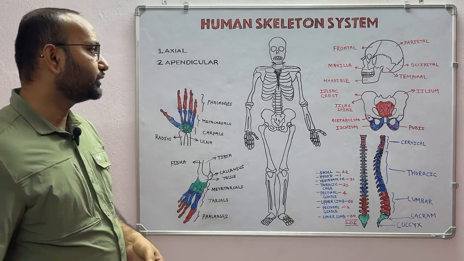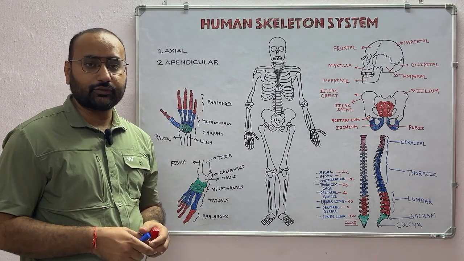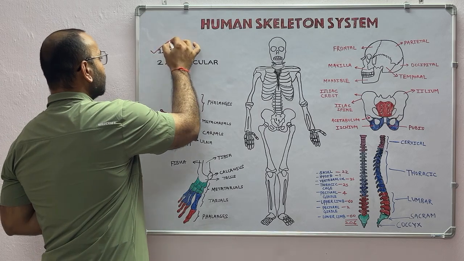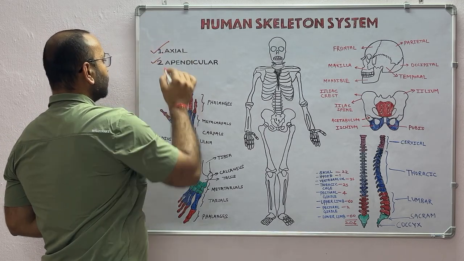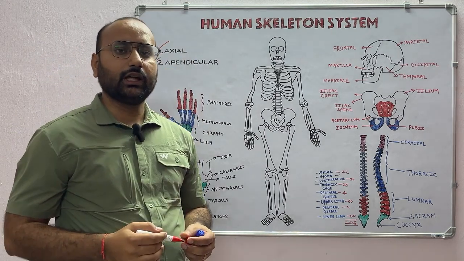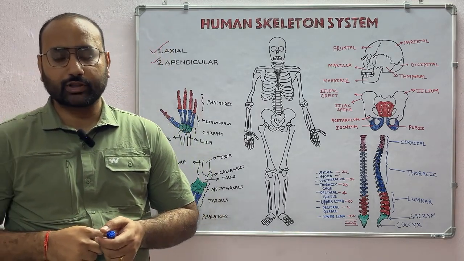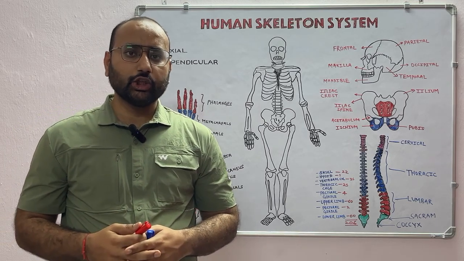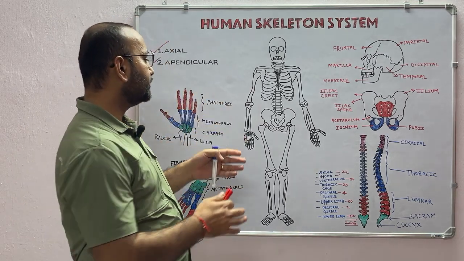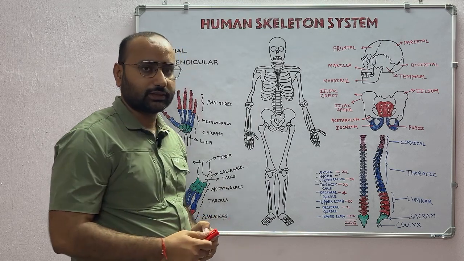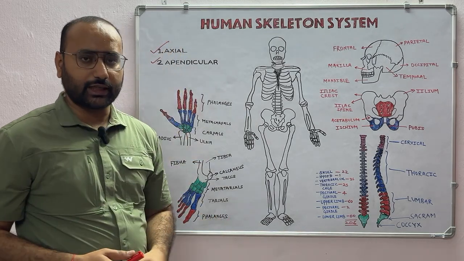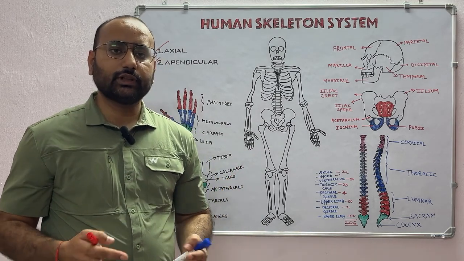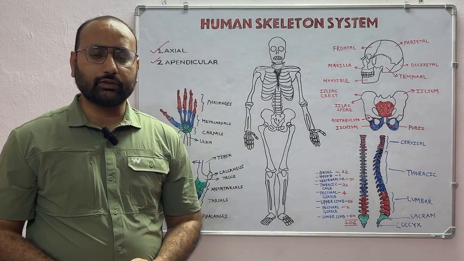Right. So the human skeletal system is generally broadly classified into two categories. The first is known as the axial skeleton, and the other one is known as the appendicular skeleton. So let us understand what the axial and appendicular skeleton are. What is axial? Axial means something which is central to the system. So the part of the human skeletal system which is central forms the axial skeleton, and anything which is apart from the axial skeleton basically constitutes the appendicular skeletal system.